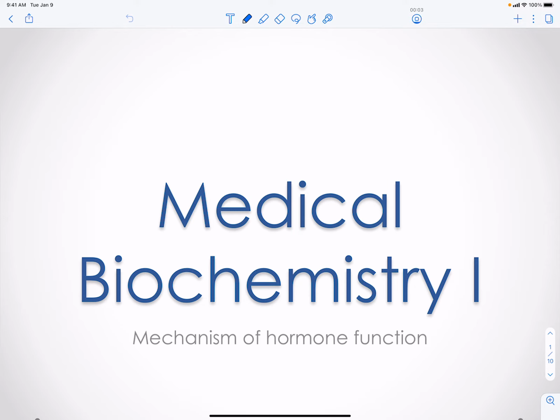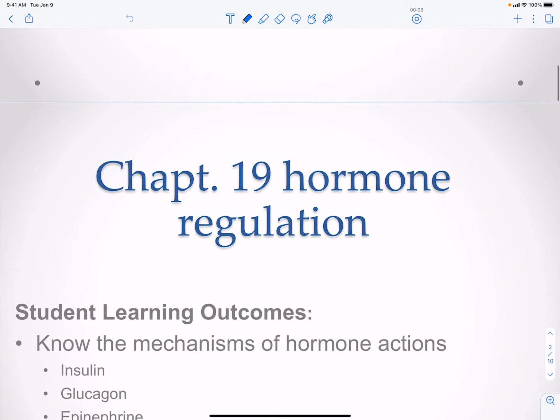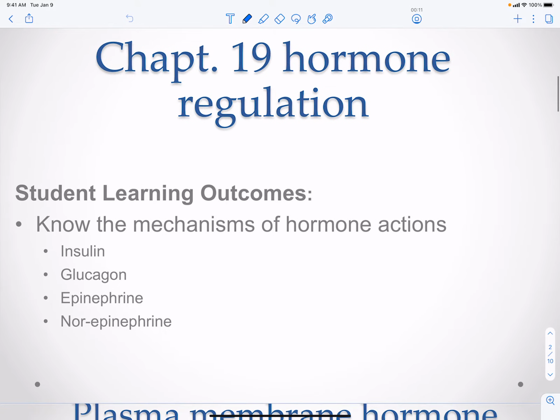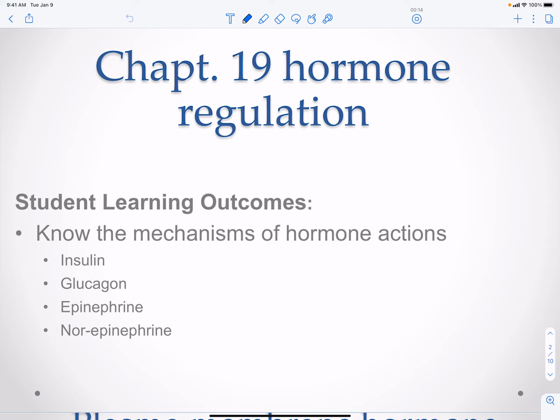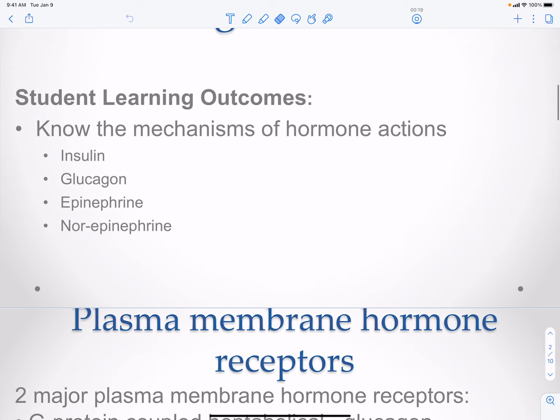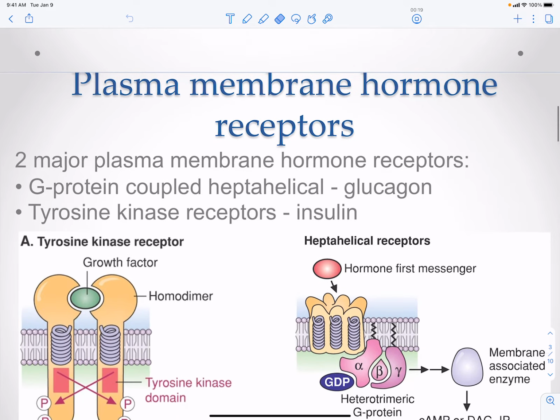Okay, so here we're going to talk about how the mechanism of hormones functions, especially with respect to, again, going back to regulation of hormones. We'll talk very briefly about insulin and glucagon. We've covered those quite a bit, and we'll go more into the functions of epinephrine and norepinephrine.